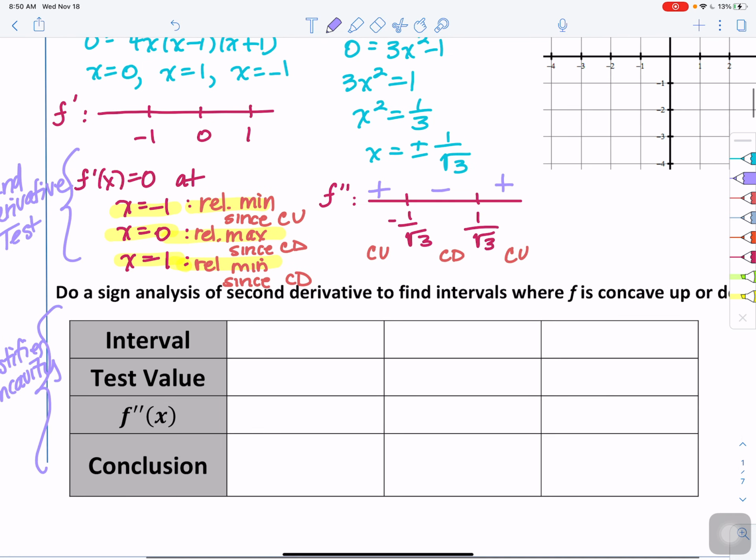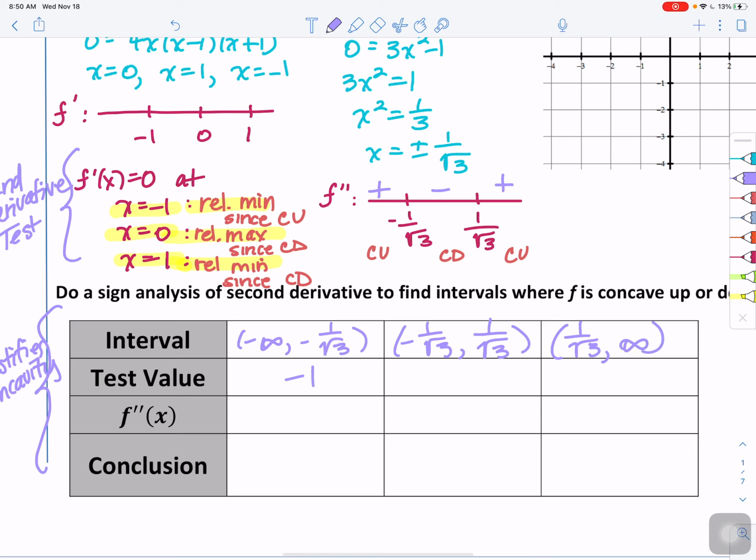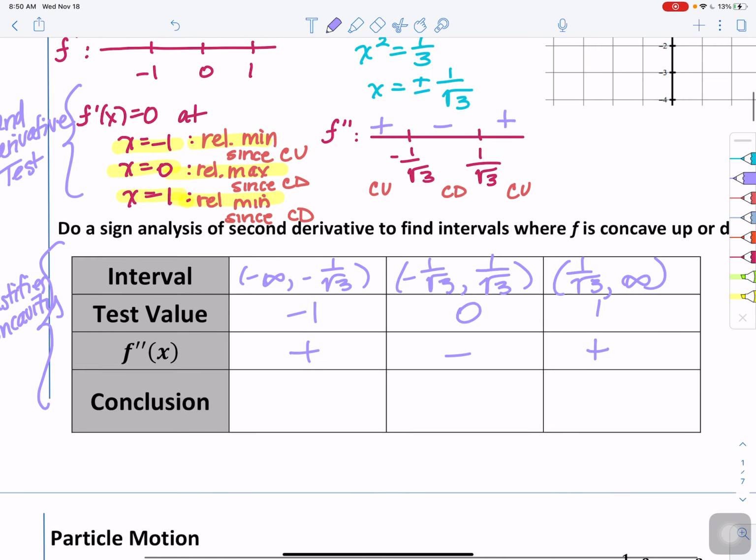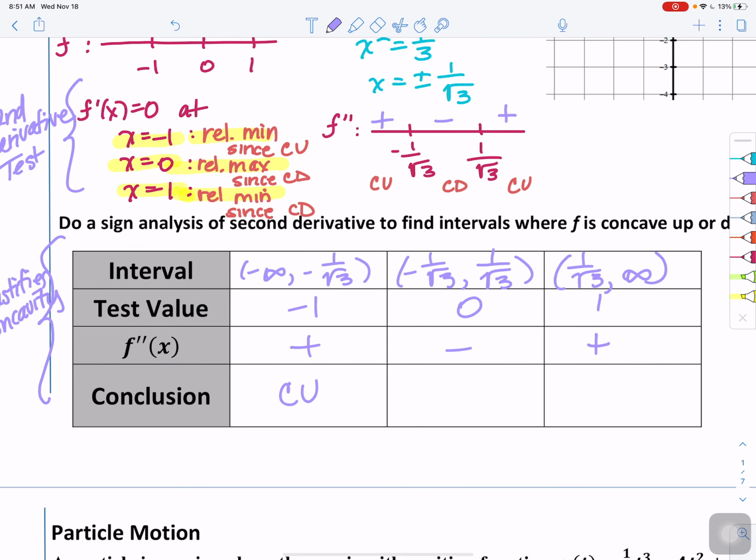This should not take much time. Negative infinity to -1 over root 3, -1 over root 3 to 1 over root 3, 1 over root 3 to infinity. That's pretty quick. Our test values were -1, 0, and 1. We saw the direct concavity be positive, negative, and positive, and we decided that we were concave up, concave down, and concave up.